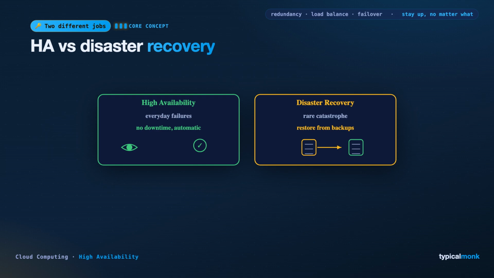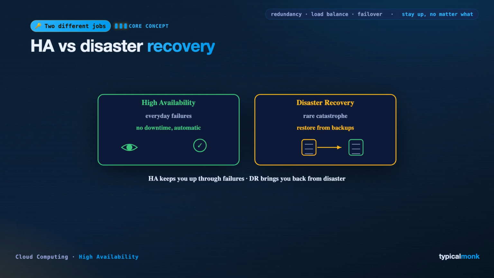Disaster recovery, by contrast, is about recovering from rare, large-scale catastrophes. A whole region destroyed, a catastrophic data corruption, a major security incident, events so severe that they overwhelm your normal high availability design. Disaster recovery is a separate plan built around backups and the ability to restore your system, often in a different location after such an event. It is less about zero downtime and more about being able to come back at all, and how quickly, after the worst happens.